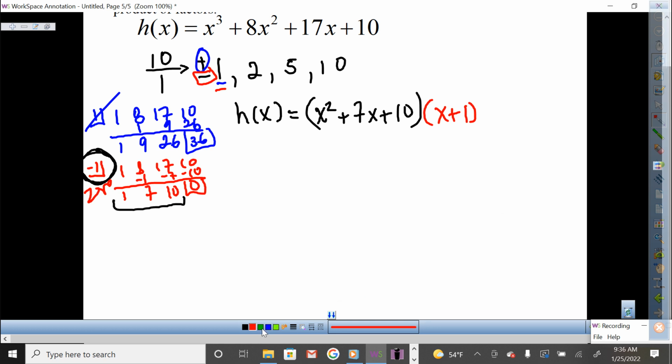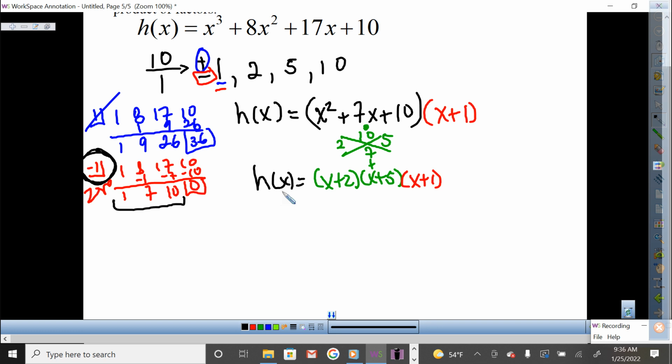No. So therefore, 10 on top, 7 on the bottom. Factors of 10 that add up to 7? 2 and 5. So my factors are x plus 2, x plus 5, bring down the x plus 1, and all that equal to what? H of x. And that was your home plate. But we're not done now.